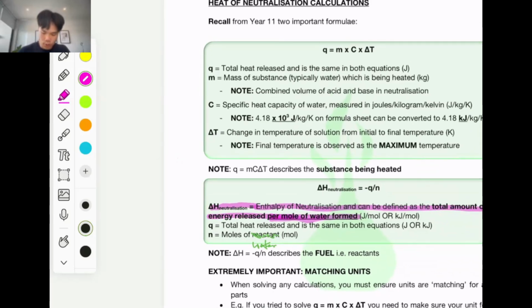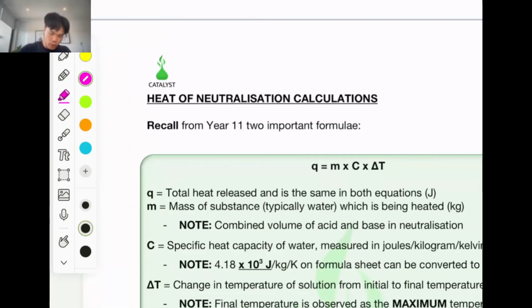So be familiar with the 2 equations. Be very careful with your c. The most common mistake in these questions is people misuse 4.18 times 10 to the 3 with kilojoules, or 4.18 times 10, or 4.18 using it in joules. So be very clear on what units you select.